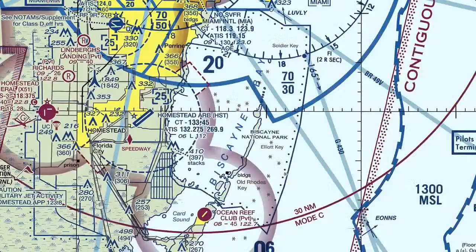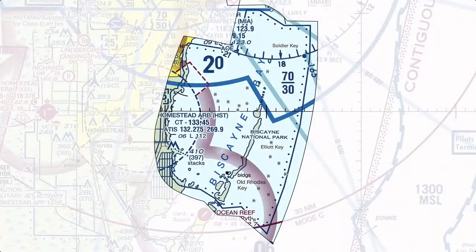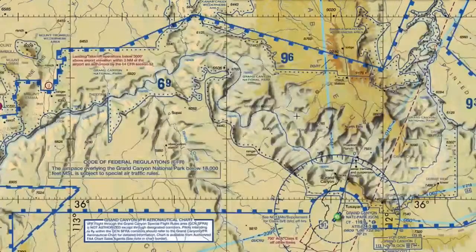So here's another example right here. This is in Key Biscayne by Miami. You can see the little dots in here. There's wildlife in there. You don't want to mess with the wildlife. There's going to be birds that are going to be flying that could be disturbed. It just doesn't make sense.